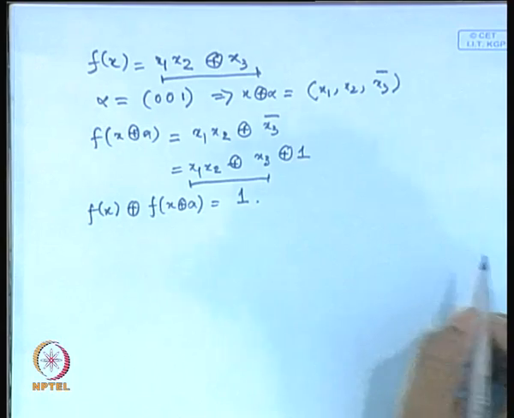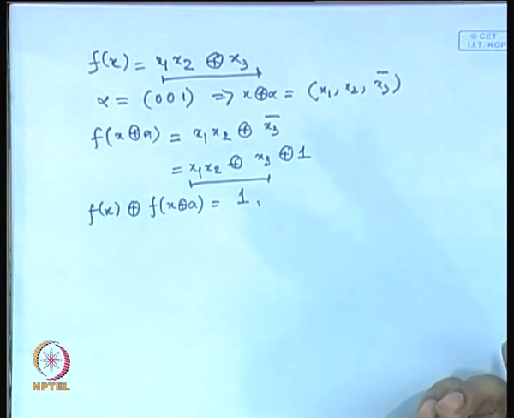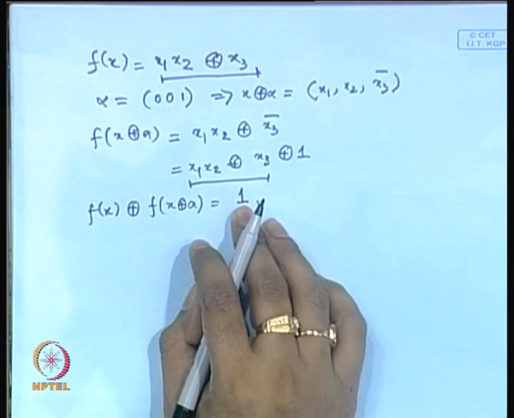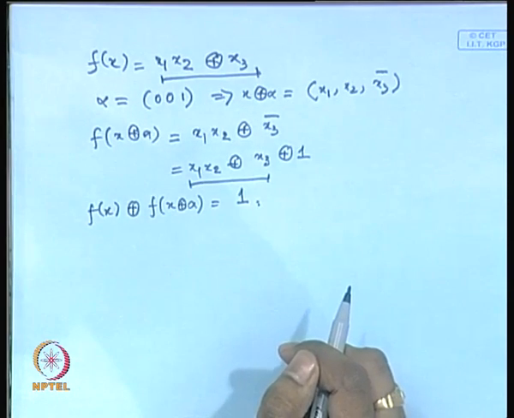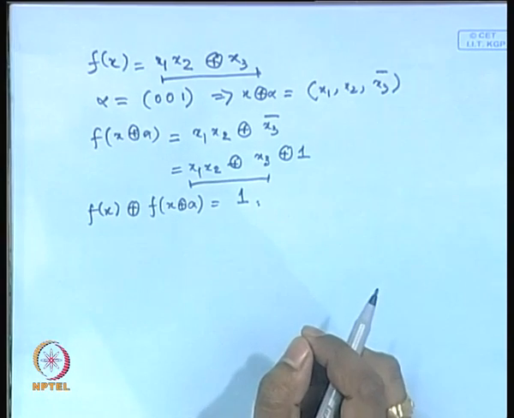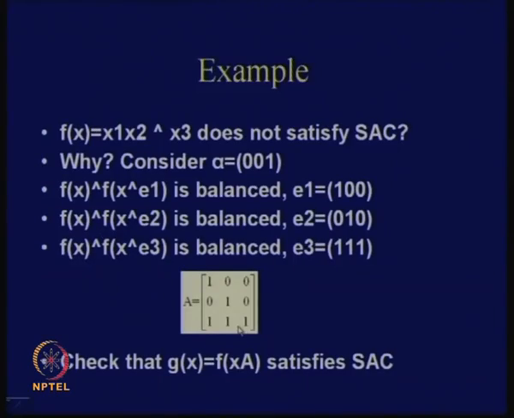Now, is this function a balanced function? No, because everything is 1, right? Therefore it does not satisfy the strict avalanche criteria. We will see how we can make it satisfy the strict avalanche criteria. Which means that we have to find that particular matrix A, right? And here is an example. Without going into how to find it, we will see that it works. You take A, where A is equal to 1 0 0, 0 1 0, 1 1 1.